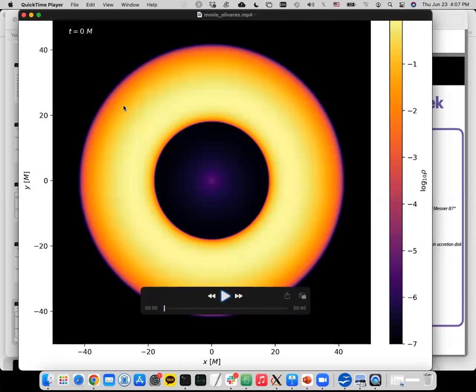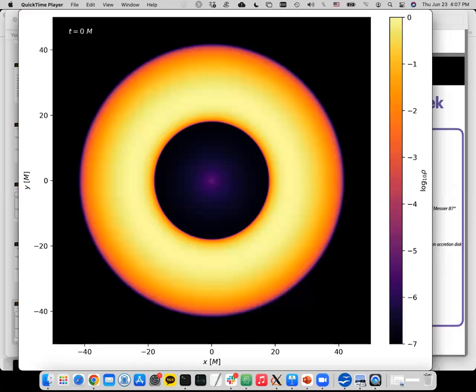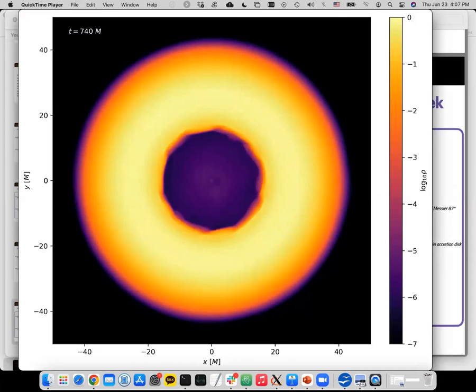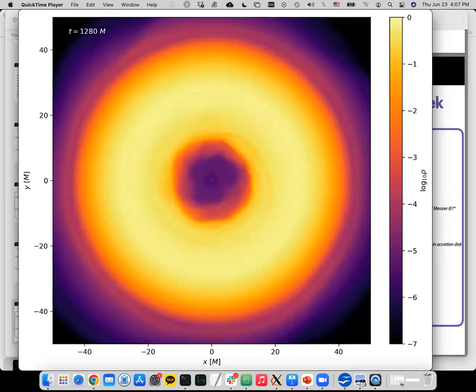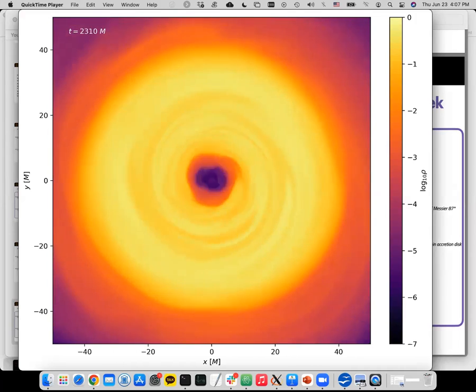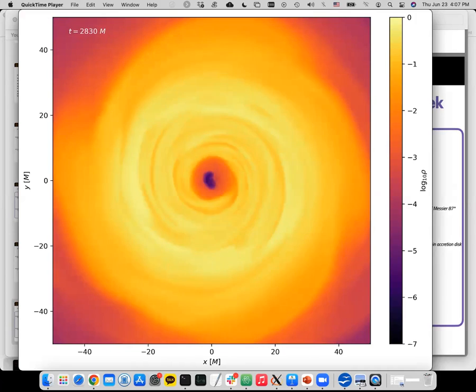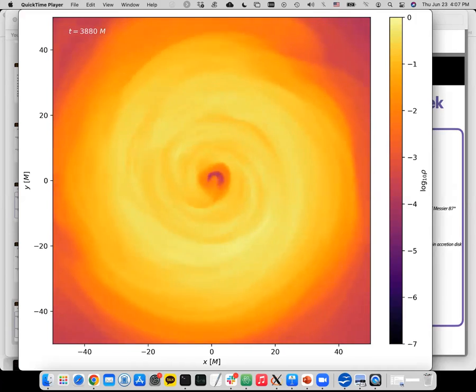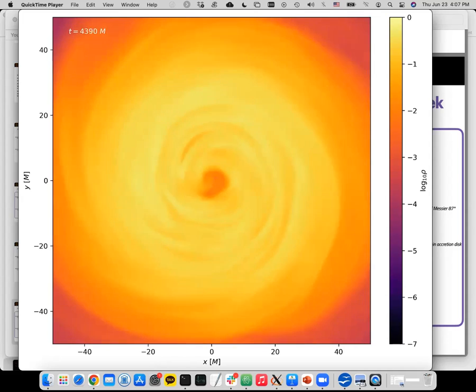So this is a movie on the equatorial plane. So we hit play. It starts accreting. Unfortunately, the time is not shown. So it seems that the central evacuated region is forming, but actually, in the end, we have everything filled of plasma.